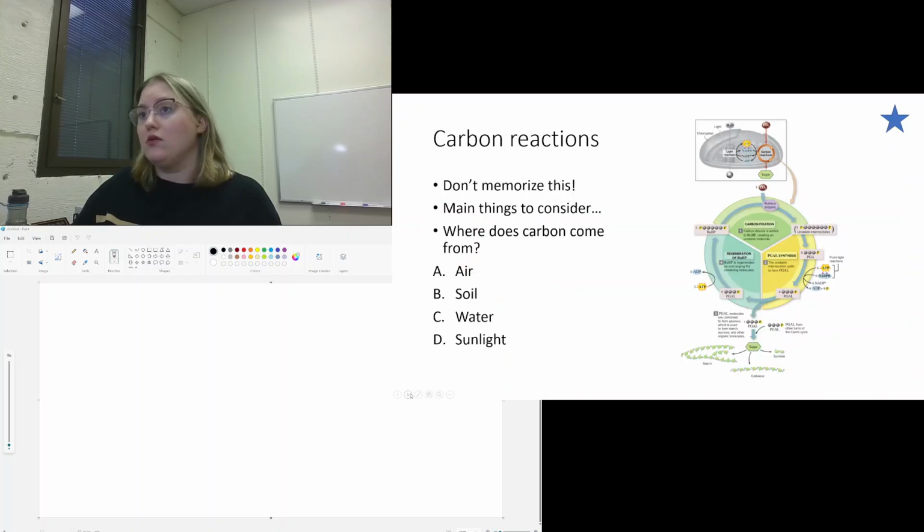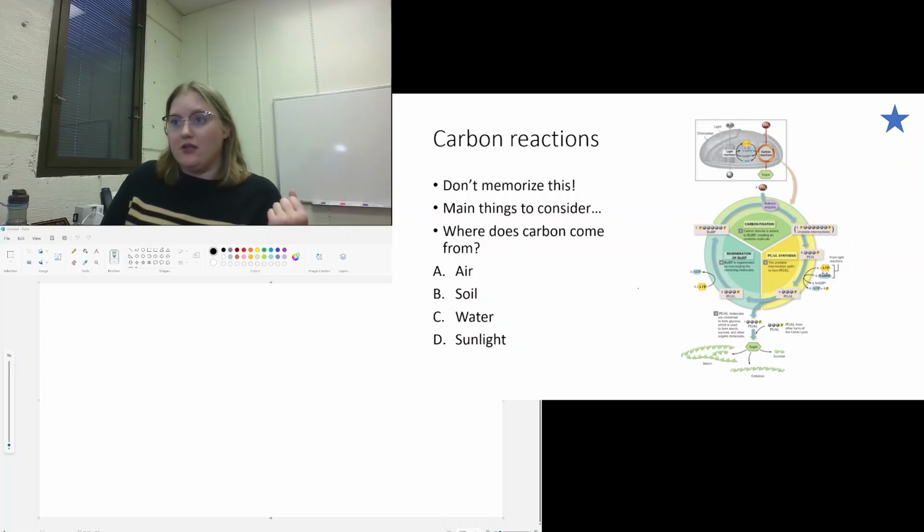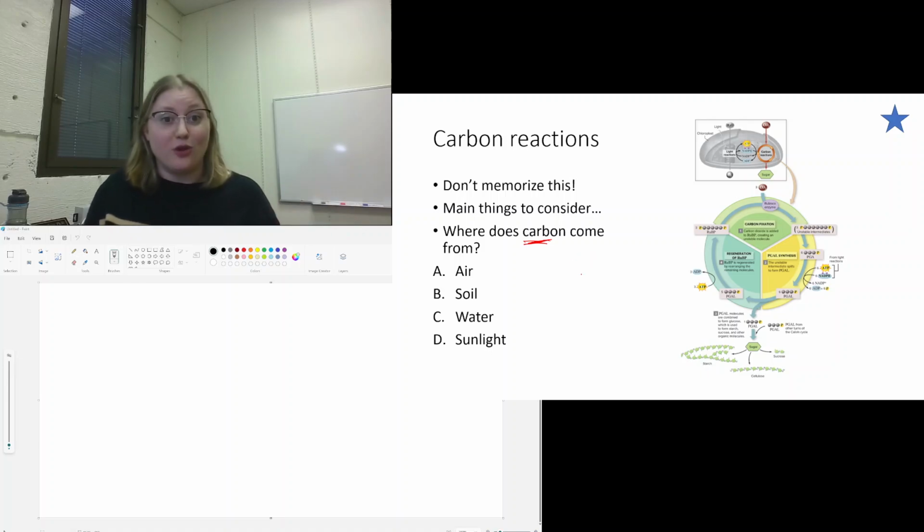So in our carbon reactions, now answer this quick clicker question. Where does the carbon come from in our carbon reactions? We have carbon coming in to the plant, into the chloroplast. Where is it coming from? Go ahead and answer in iClicker, and we will move on.